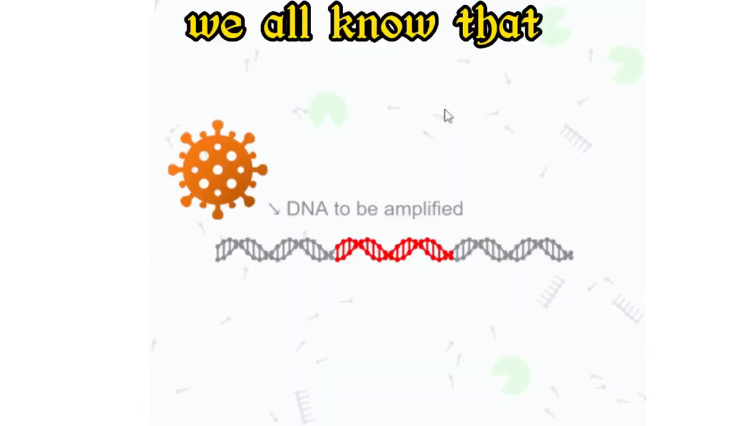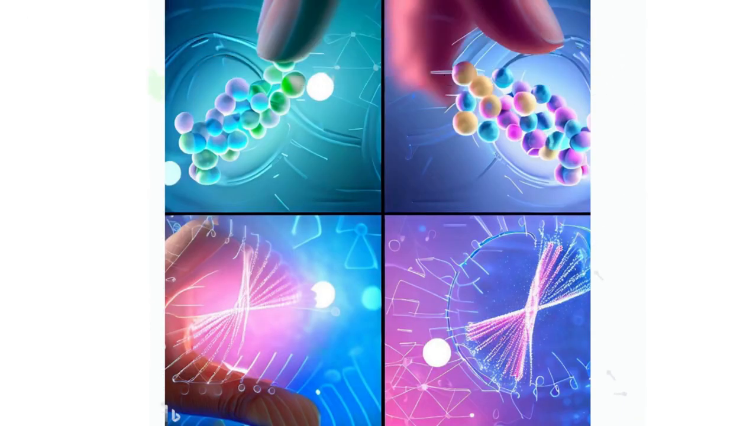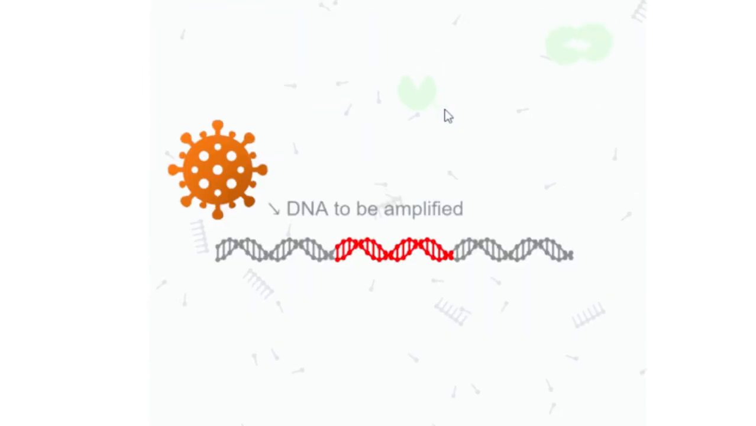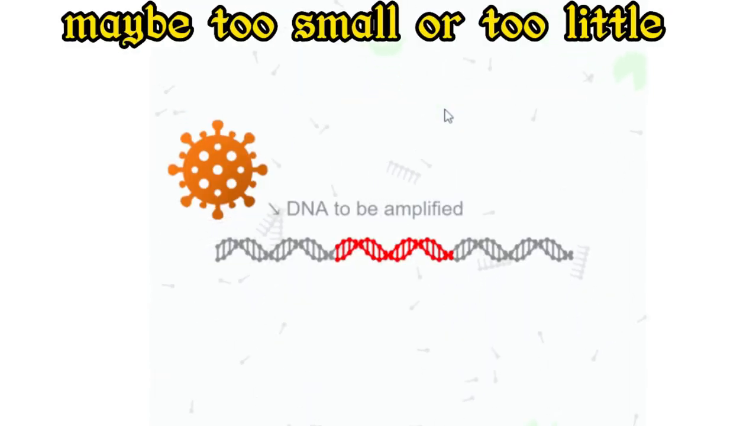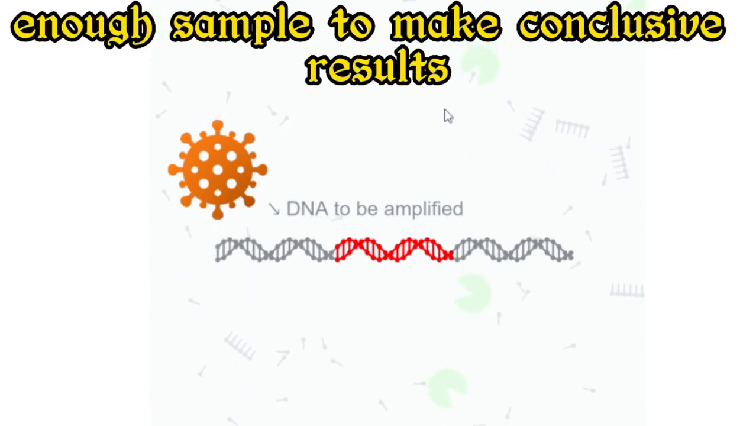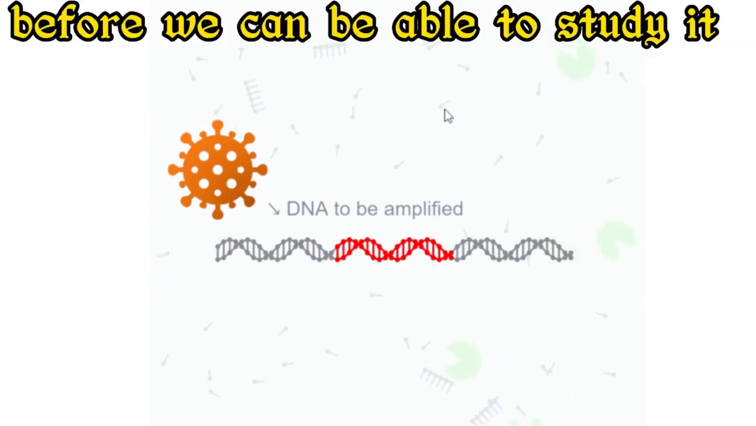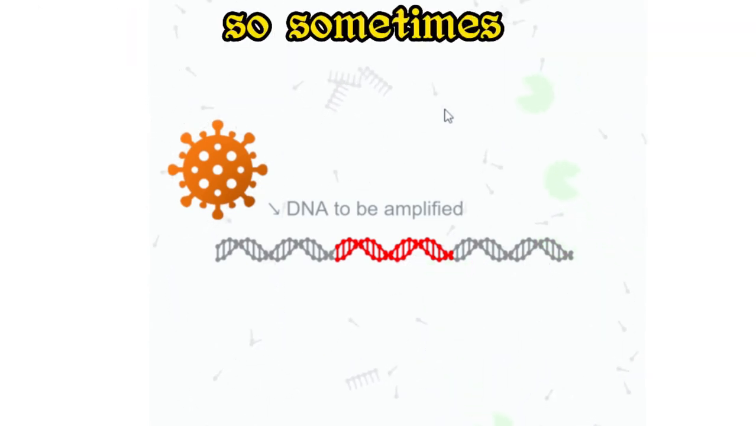We all know that every living organism has its own set of DNA. Sometimes the DNA sample which we need to study may be too small or too little for us to have enough sample to make conclusive results. So we need to make multiple copies of it before we can study it. Sometimes this is very important.